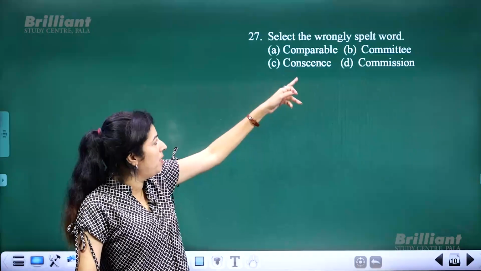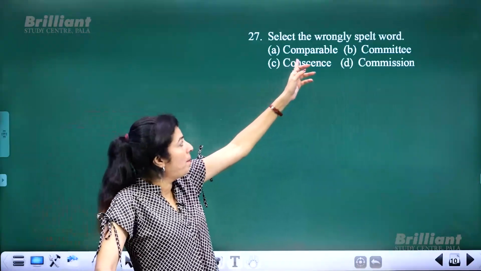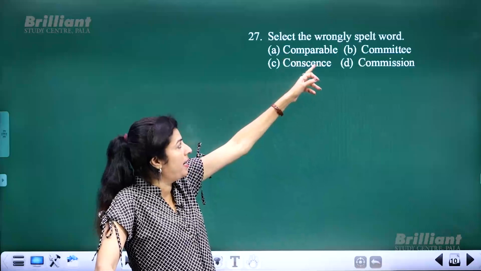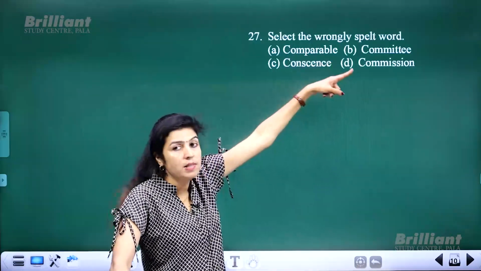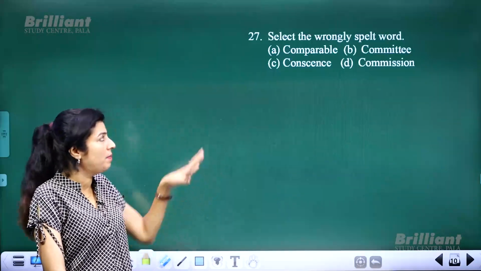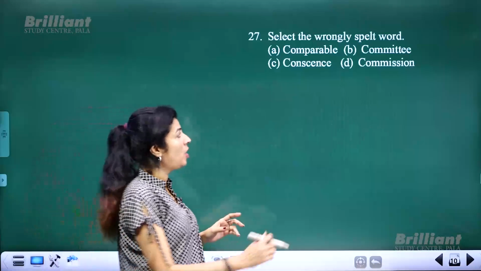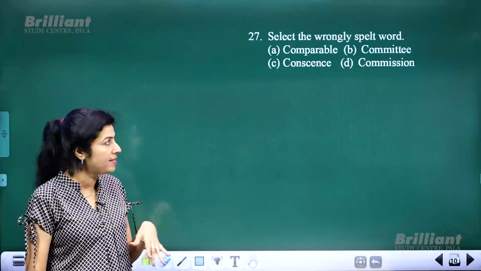So comparable is with the correct spelling. Comparable does not have P-A-I-R. This is the correct spelling, so this is not our answer. We have to find out the word with wrong spelling, not correct spelling. So option number A is not our answer because it has the correct spelling. Then option number B, committee, is also a correct spelling, so that also is not our answer.